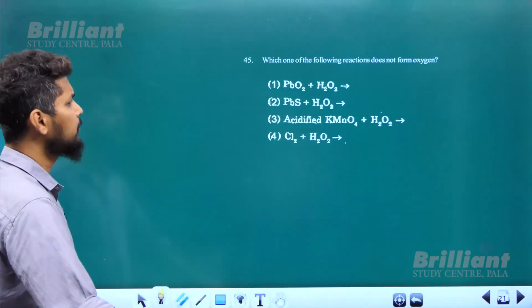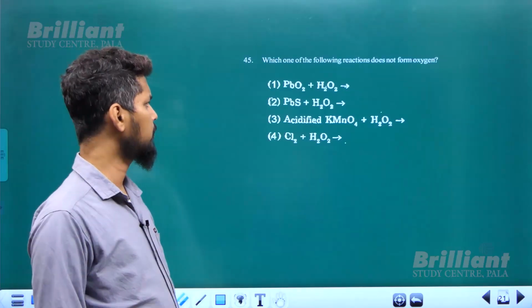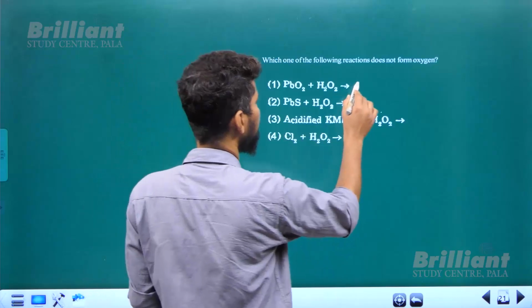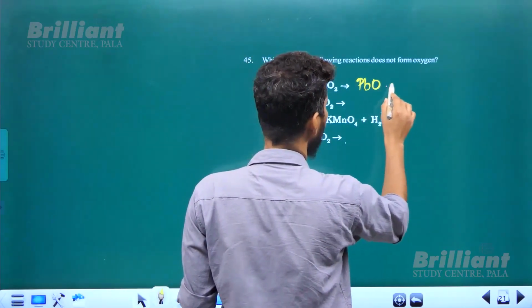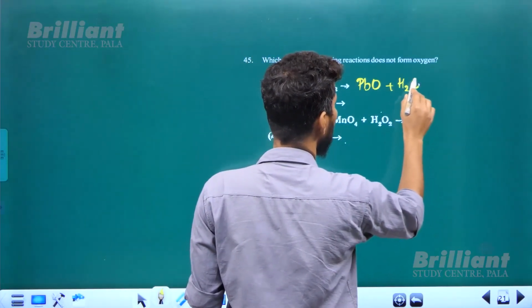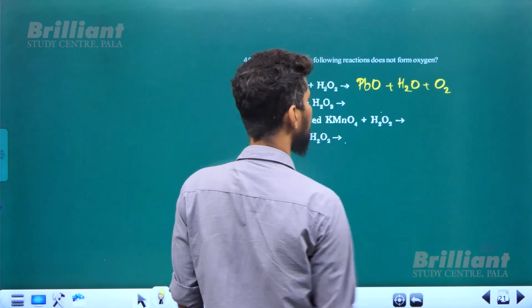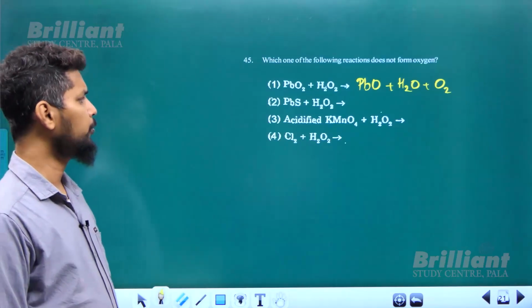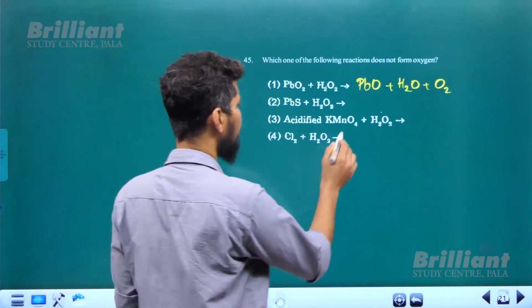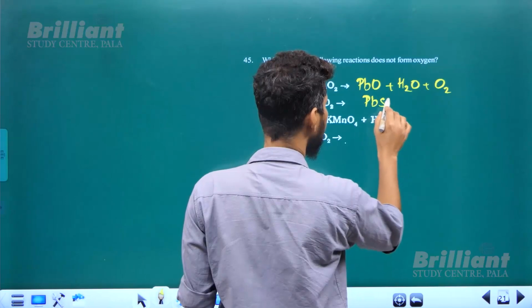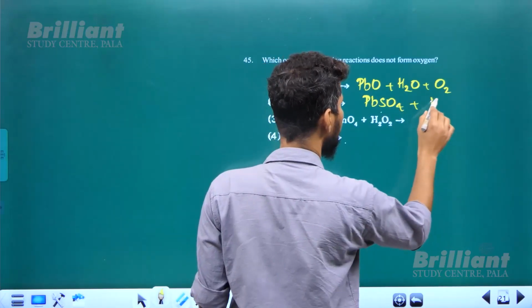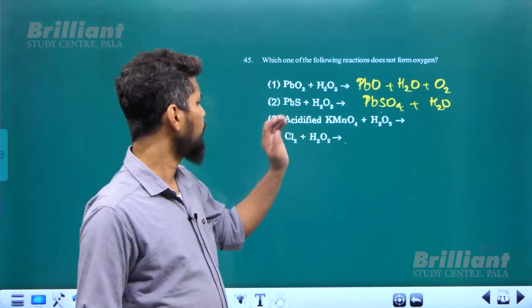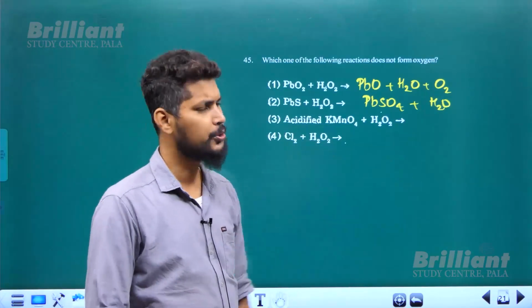Which of the following reactions does not form oxygen? Here PbO2 plus H2O2 will give you PbO plus H2O plus O2. And PbS plus H2O2 gives PbSO4 and H2O. You have to balance this equation. Basically you have to put 4 H2O2, then 4 H2O.